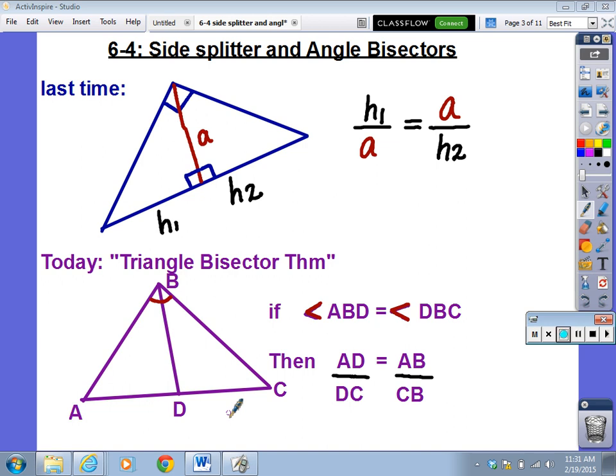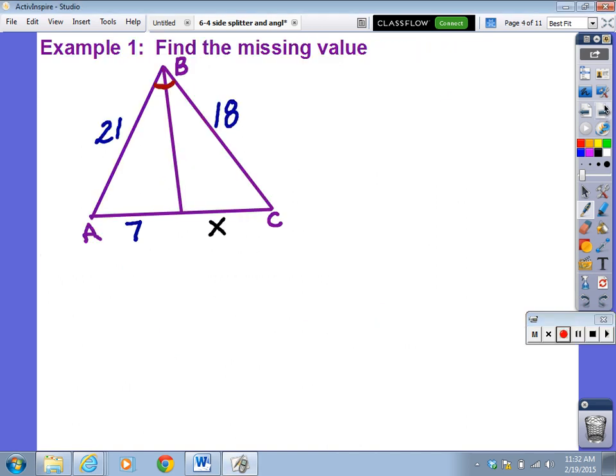Okay, so we can use this triangle bisector theorem to determine missing side lengths, and then we can use it to determine if line segments are parallel as well, but we'll get to that later. So let's do our first example. It says, find the missing value. So get this first triangle down. We have triangle ABC, and we have it set up like this.